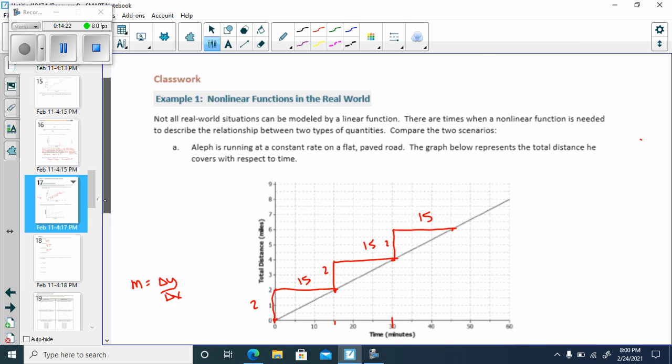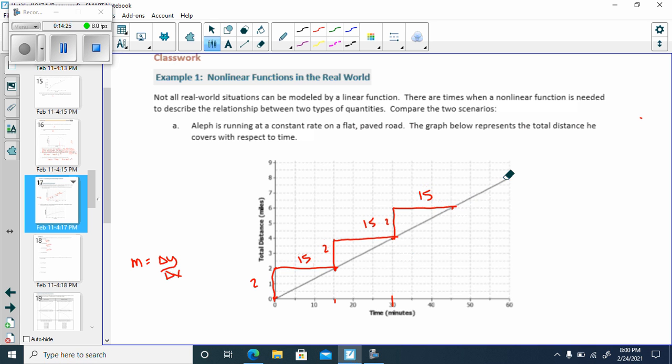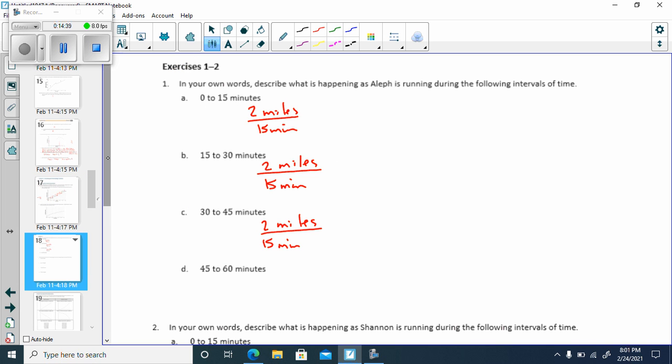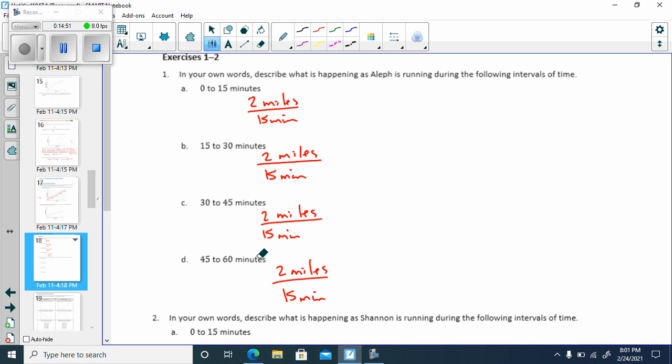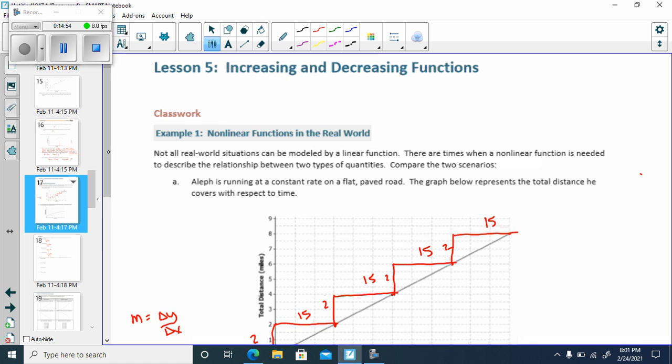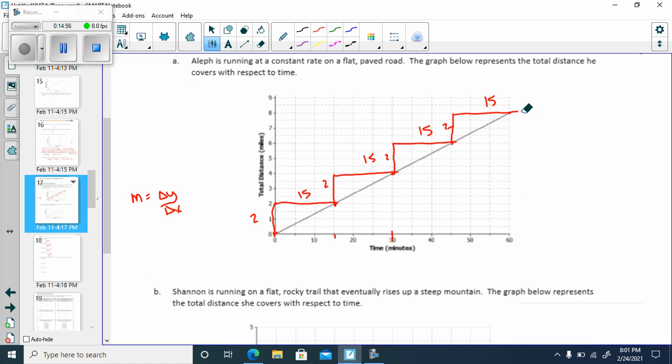And then let's do this last one, from there to 60 minutes. I'm going from 6 to 8, so that's up 2 miles over the 15 minutes. The rate's still the same. She's still running 2 miles in that 15-minute interval, right? Notice the rate is the same on all of these, 2 miles per 15 minutes. Everywhere along this, it is exactly the same. If the rate is the same between any set of points, then what we have is a linear equation. This is a linear function.